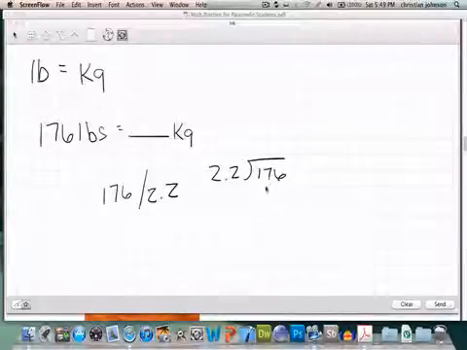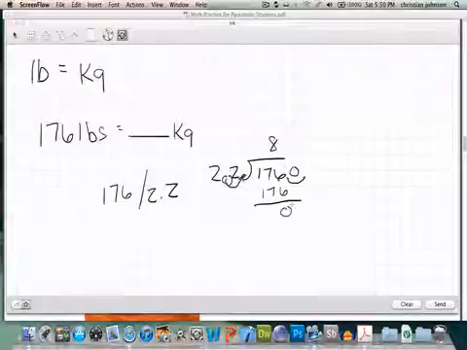So you're going to have 176 divided by 2.2. Now, I know we're in paramedic school, we're not mathematicians, but we've got to remember that if we're dividing a decimal, the easiest thing to do would be to move that decimal over and make it 22, and move this decimal over to make it 1,760. And we know that 22 goes into 176 eight times, because you times 8 by 22 to get 176. Then you bring down your 0. 22 goes into 0 zero times, so that is your classic 80 kilogram patient.